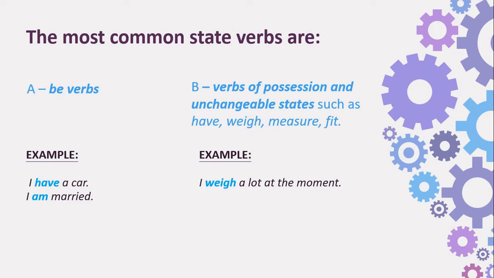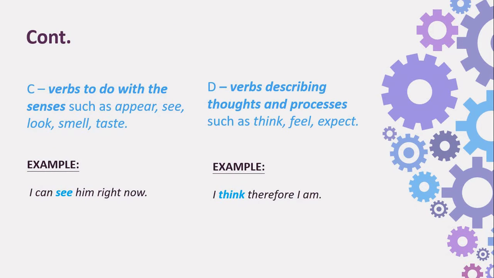So the most common state verbs are be verbs. For instance, I have a car, I'm married. Verbs of possession and unchangeable states such as have, weigh, measure, fit. For example, I weigh a lot at the moment. Verbs to do with the senses such as appear, see, look, smell, taste. For instance, I can see him right now.